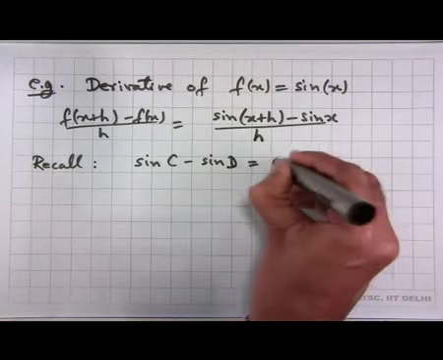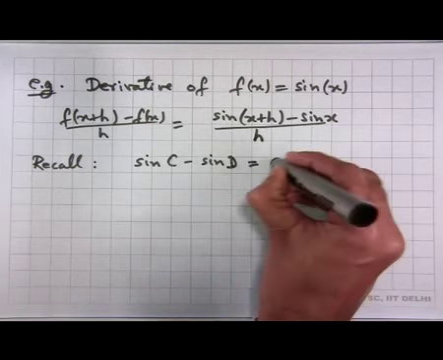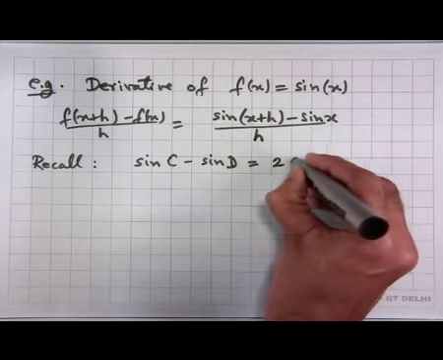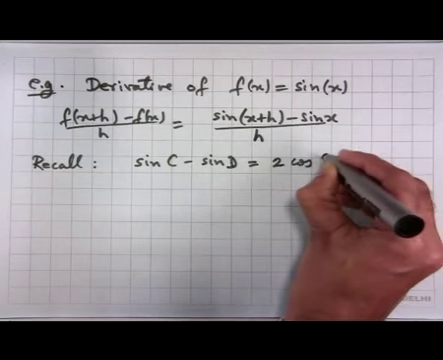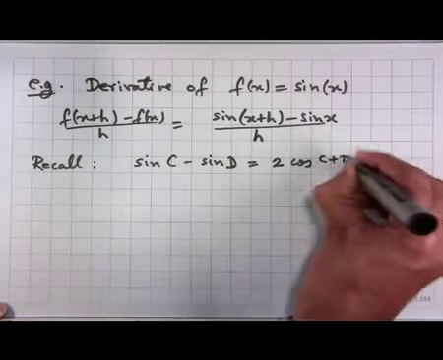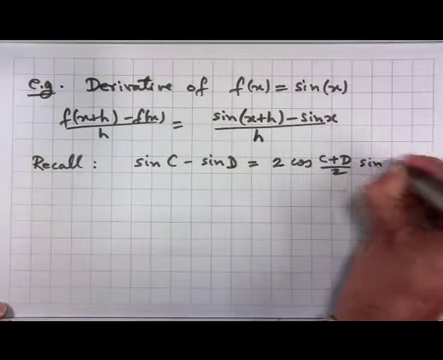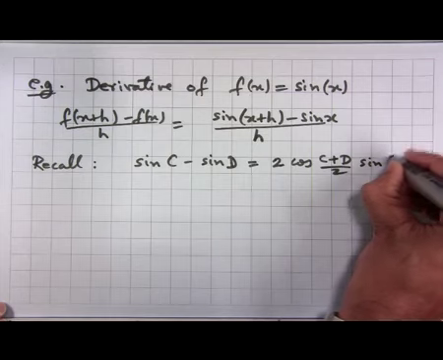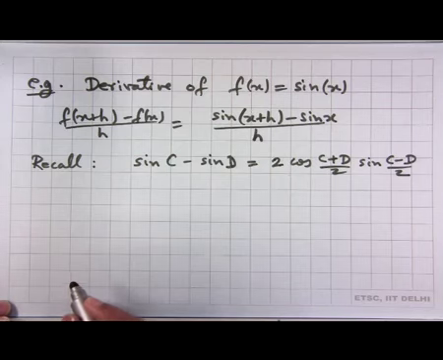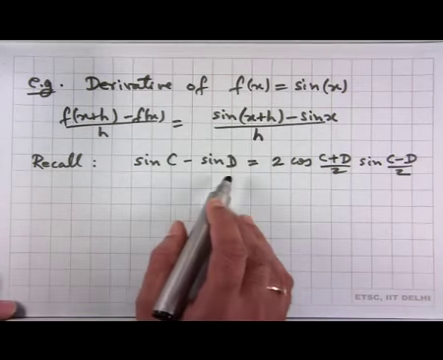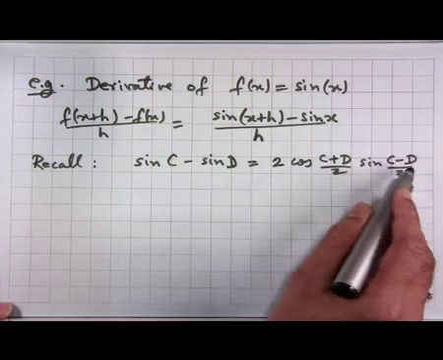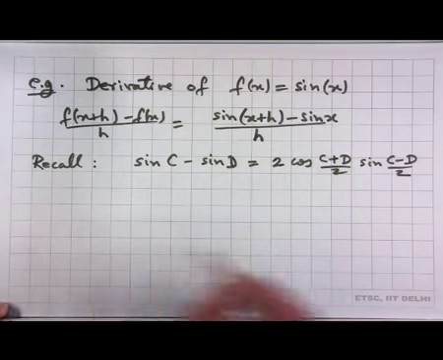This is equal to 2 times cos of ... d by 2. Okay, sin c minus sin d is equal to 2 times cosine c plus d by 2 times sin c minus d by 2.